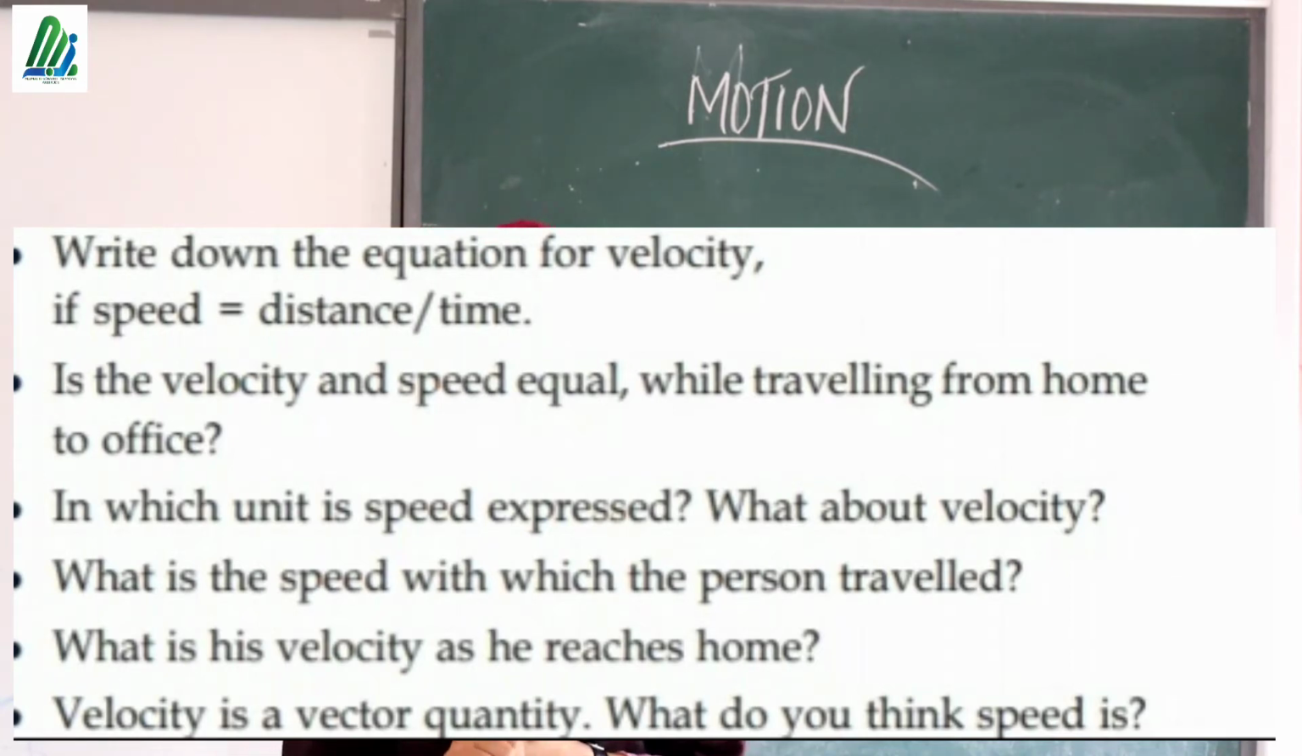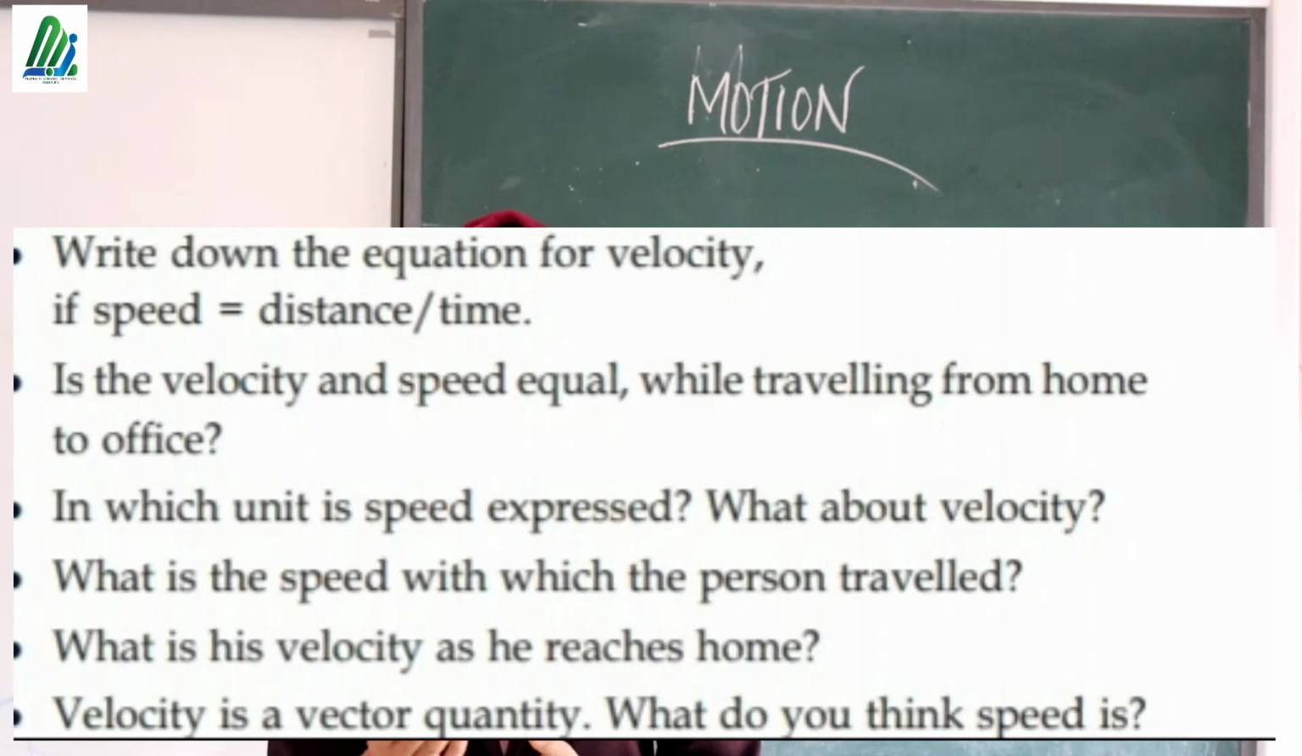Next question. Are the velocity and speed equal while traveling from home to office? No. From that table you can easily understand the speed and velocity. Here speed is 1.5 meter and the velocity is 0.8 meter, so they are not equal. Is it clear? Then third question. In which unit is speed expressed? Speed is expressed in meter per second and velocity is also expressed in meter per second. Okay, is it clear?